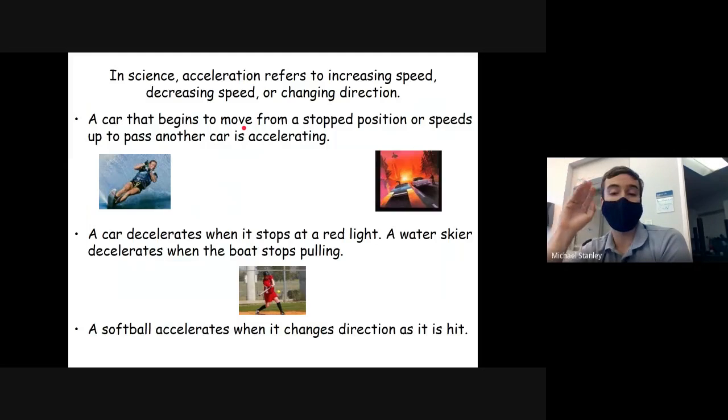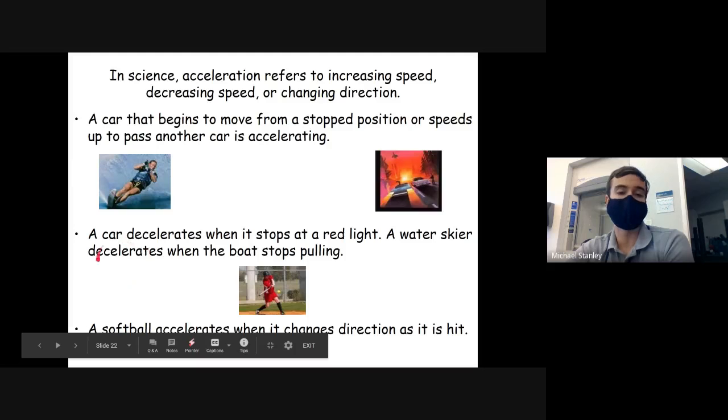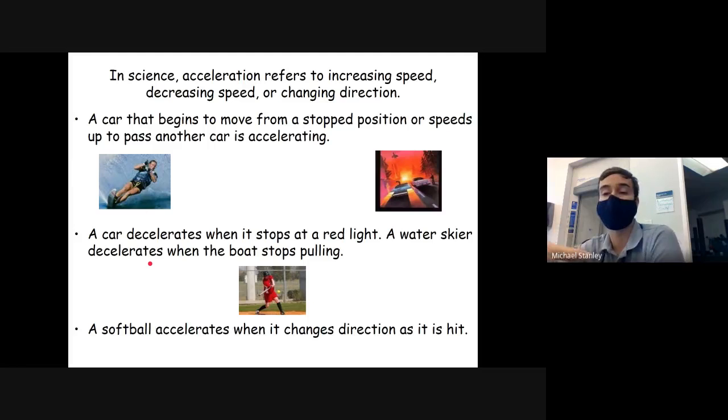So if you're in your car and you're moving up to get in front of somebody, or you're slowing down to get behind them, you are accelerating. If you're a water skier and the boat stops, or you let go of the rope, then you're going to accelerate. You're just going to accelerate negatively, or some people refer to it as de-acceleration or deceleration. So that just means slowing down. Your speed is going down.